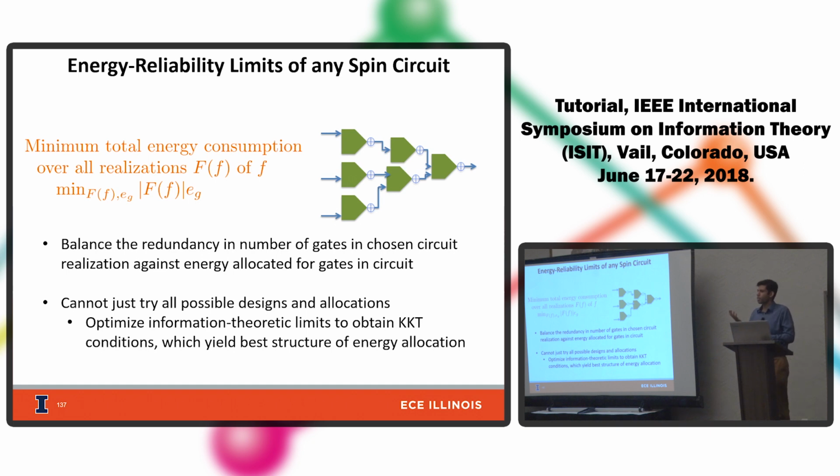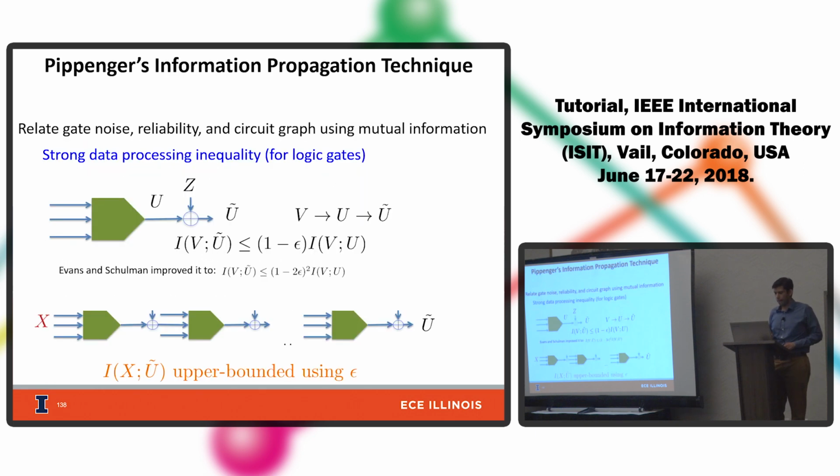Or you could imagine another design approach where I give a lot of energy to each gate, and so it acts essentially noiselessly, and then it achieves delta reliability. But perhaps there is some intermediate design point in between, and that will perhaps optimize energy for our delta reliability. Okay. And so the approach we want to take is to optimize information theoretic limits to obtain KKT conditions on this problem, and then that'll yield the best structure and energy allocation.